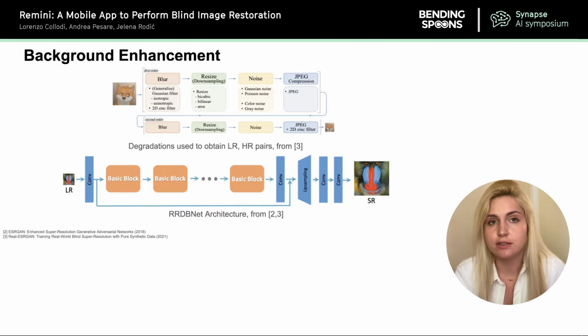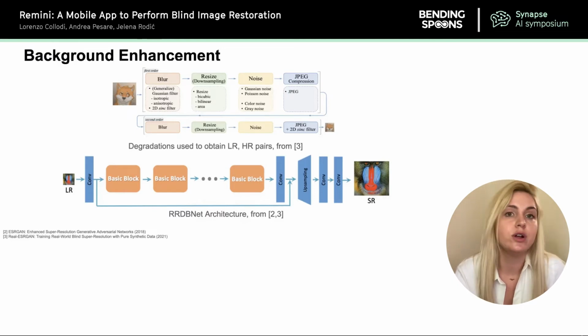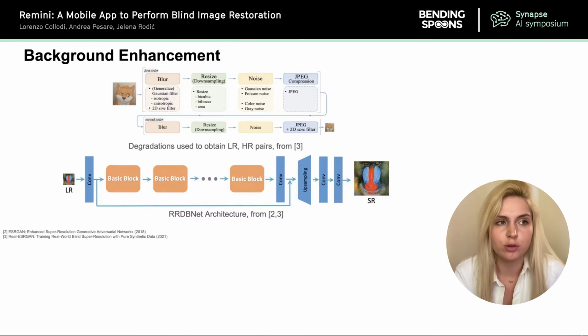So once we do all of these steps, we have our data, and then we are ready to train our network in a supervised approach. Regarding the architecture that we used, this one is called Real-ESRGAN, which is a kind of generative adversarial network, which has RRDBNet components or blocks inside.